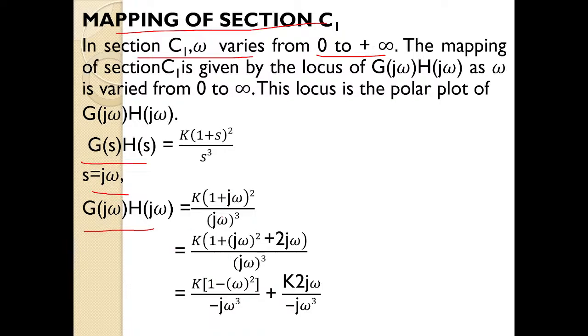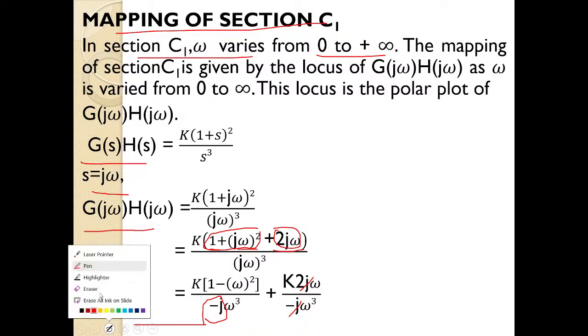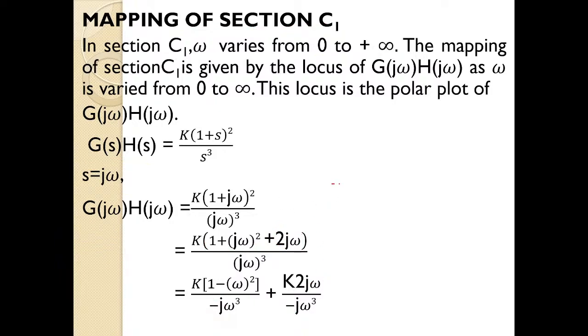Now expand (1 plus j omega) whole square. It is in the form of (a plus b) whole square, so you will get a square plus b square plus 2ab. After expansion, divide it by the denominator and separate the real terms. This is j square, it will become minus 1. So this is our real term and this is our imaginary term. Write the real term and imaginary term separately. Then this j and this j will cancel, and this minus j you can send to the numerator, it will become plus j.